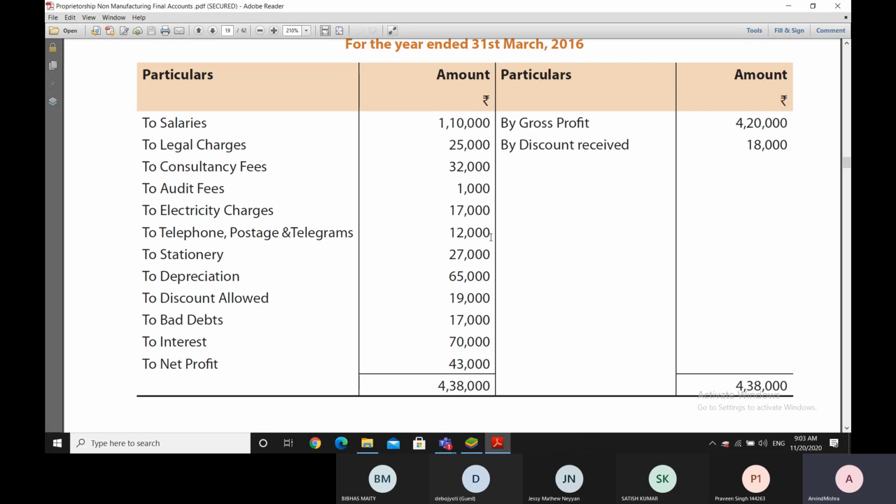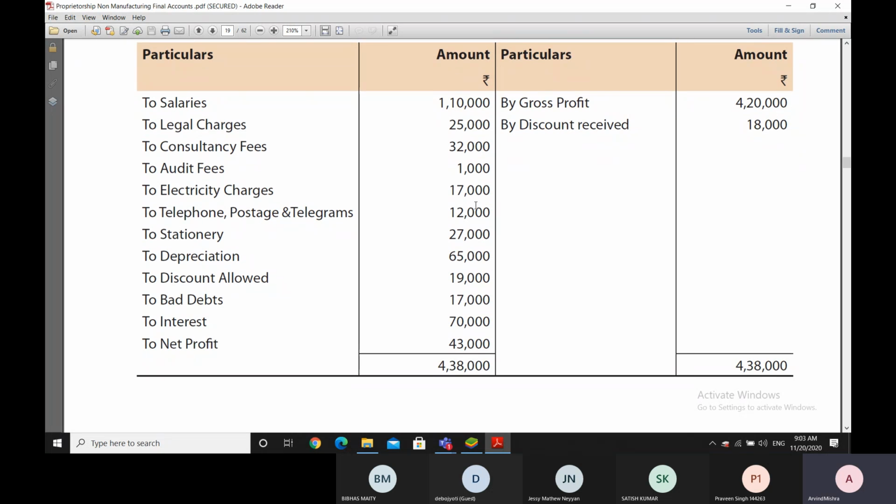After making all these entries, the difference has been taken, and of course the discount received is entered on the credit side. We already seen the entries which are supposed to be put on income and gain entries on the credit side, the expenditure and loss entries of the revenue type on the debit side, and then we are taking the difference. After taking the difference, we get a figure of net profit of 43,000 rupees.